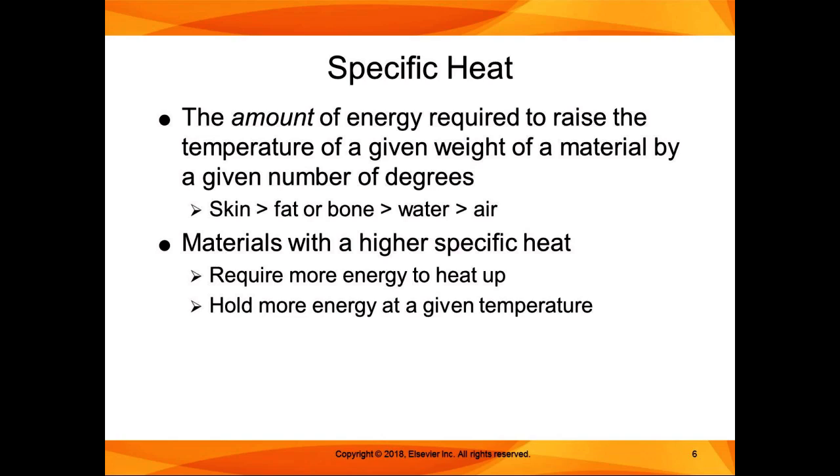Specific heat is the amount of energy required to raise the temperature of a given weight of material by a given number of degrees. It's usually a cubic centimeter of material by 1 degree Celsius. So different tissues or materials have different specific heats. So skin has a higher specific heat than fat or bone. Fat or bone has a higher specific heat than water. Water has a higher specific heat than air.